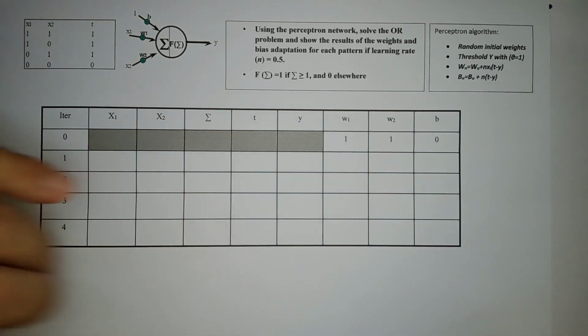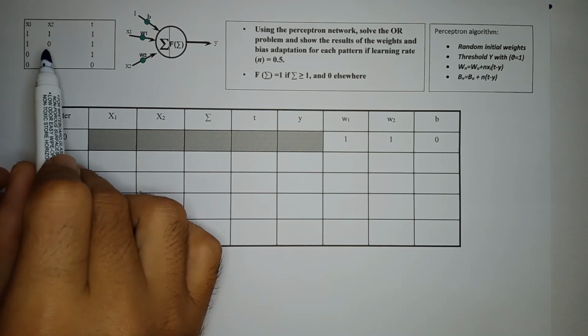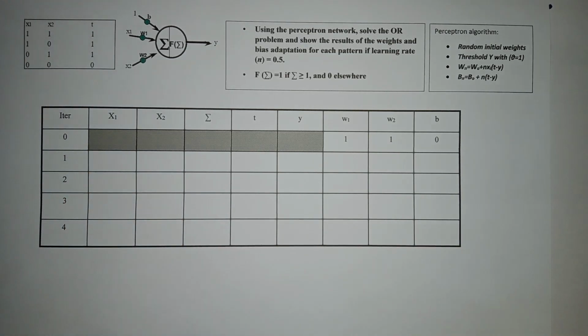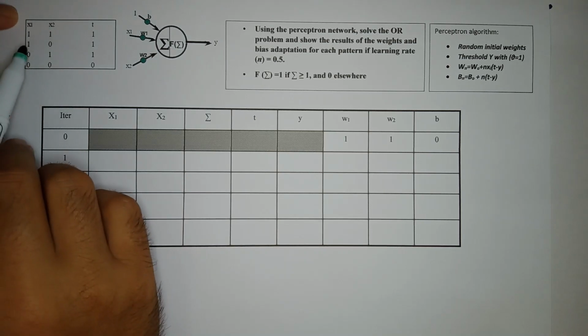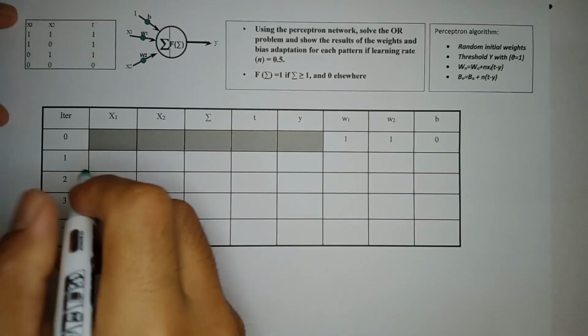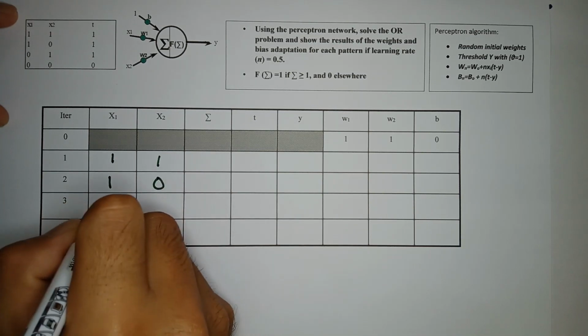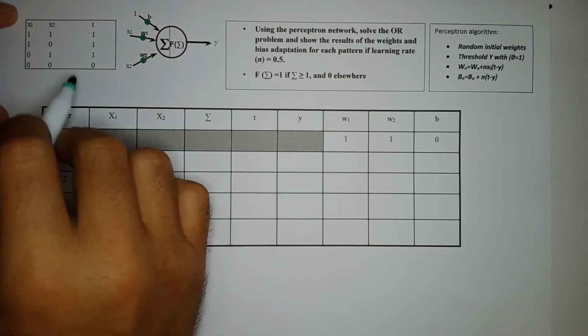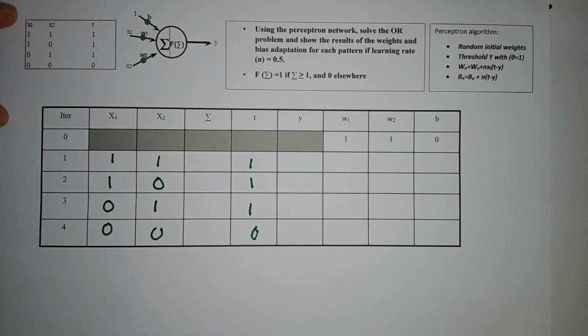Okay, so let's perform the training session of the perceptron. For this particular case, we have the same samples and the same model. So let's do the training session. First, I fill up all the values of the input and target into the table: 1 1, 1 0, 0 1, 0 0, and the targets will be 1 1 1 0.